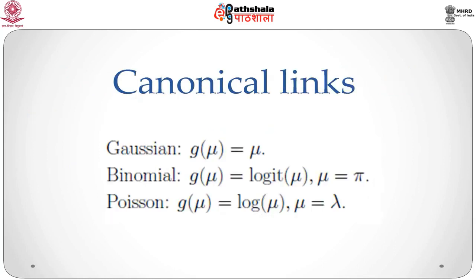Canonical links. Canonical links arise when theta is equal to eta. For the Gaussian family, this leads to the identity link, g of mu equal to mu. For the binomial family, this leads to the logit link, g of mu is equal to logit of mu, where mu is the binomial proportion. For the Poisson family, it leads to the log link, g of mu is equal to log of mu, where mu is the Poisson rate parameter lambda.